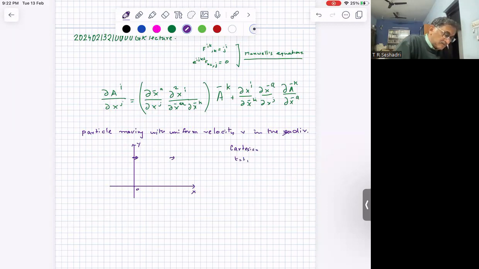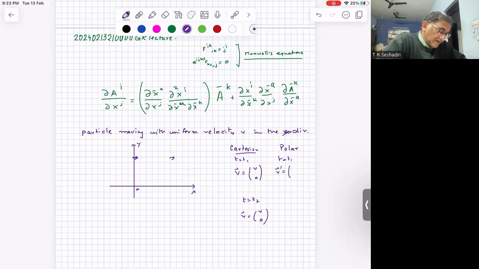At t equal to t1, it is v equal to v0. At t equal to t2 also, it is v equal to v0 because it is a constant uniform velocity in the same direction. However, if I take polar, then at t equal to t1, this v vector will be equal to radial velocity 0, and the theta direction is v.